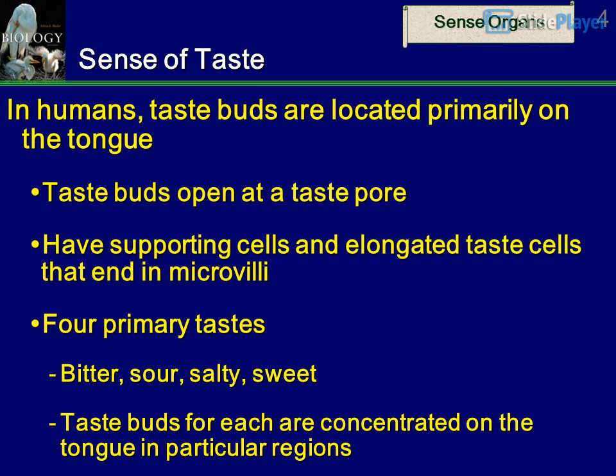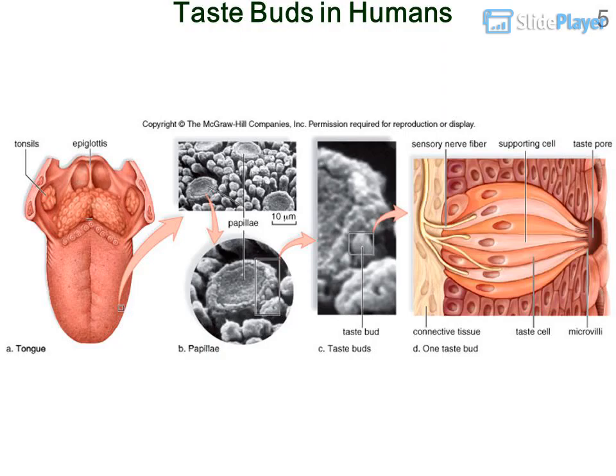Taste buds open at a taste pore. They have supporting cells and elongated taste cells that end in microvilli. There are four primary tastes: bitter, sour, salty, and sweet. Taste buds for each are concentrated on the tongue in particular regions. Taste buds in humans.